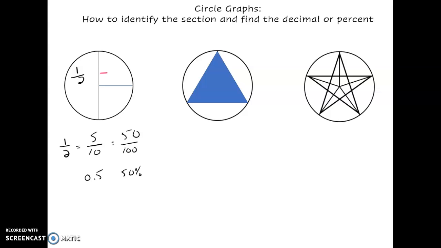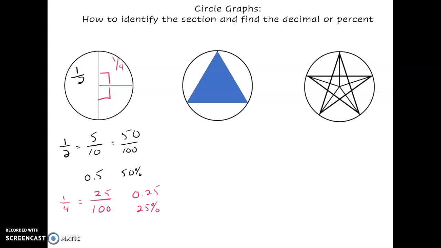On the next one, you see these right angles, that tells you it's 1/4. It's a 90-degree angle. So 1/4, again, we put it over per cent, because we can't put it over 10, so it's percent. So we find the equivalency is 25%. So this is 0.25 and 25%.